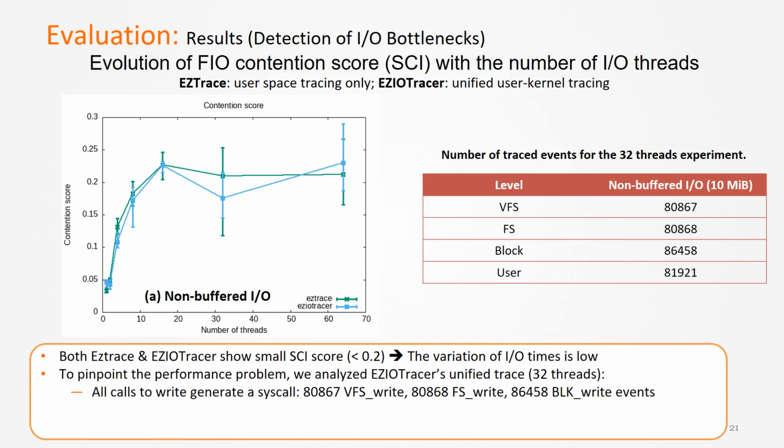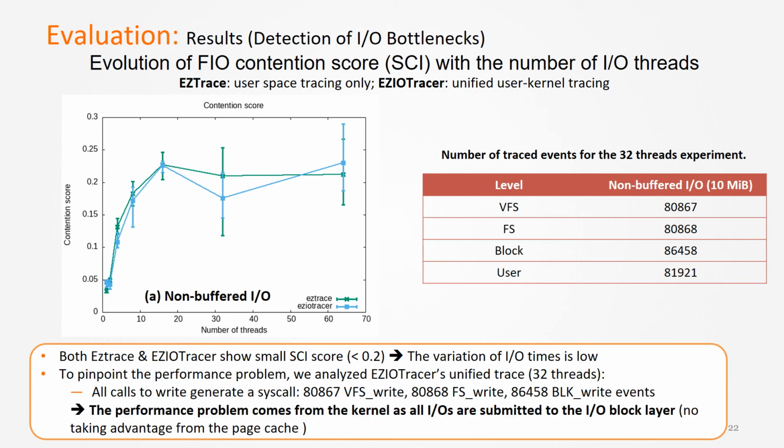To pinpoint the performance problem, we analyzed the EZIOTracer trace in the case of 32 threads. We found that all calls to write generate a syscall and generate events at the VFS, FS, and block levels. This means that the performance problem comes from the kernel side, as all IOs are submitted to the block layer and there is no advantage taken from the page cache.